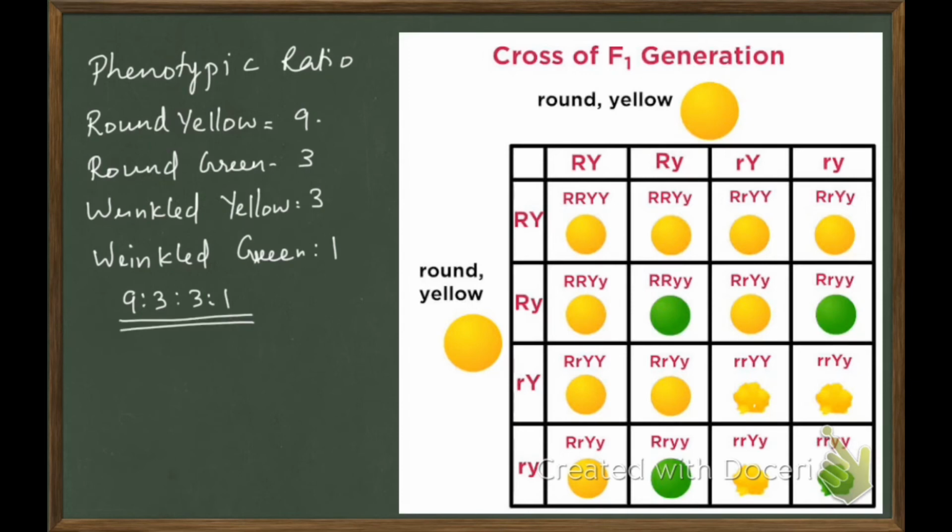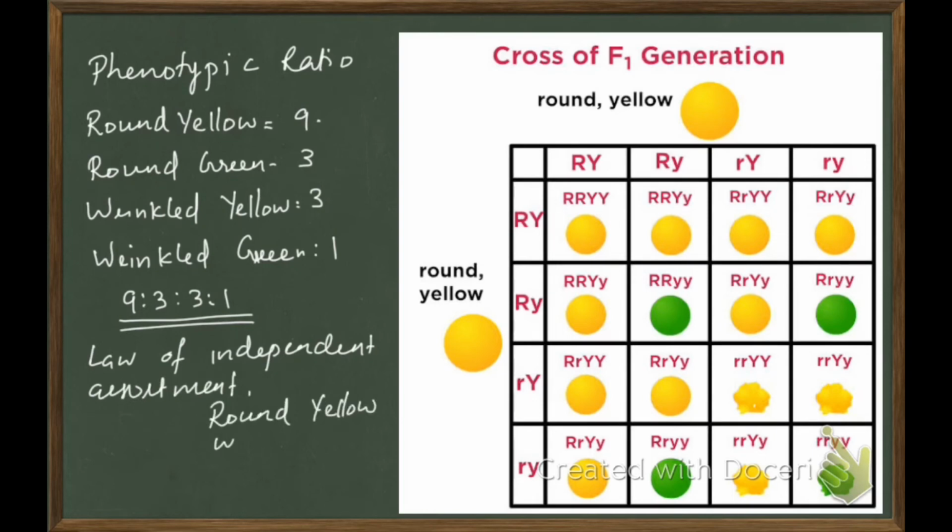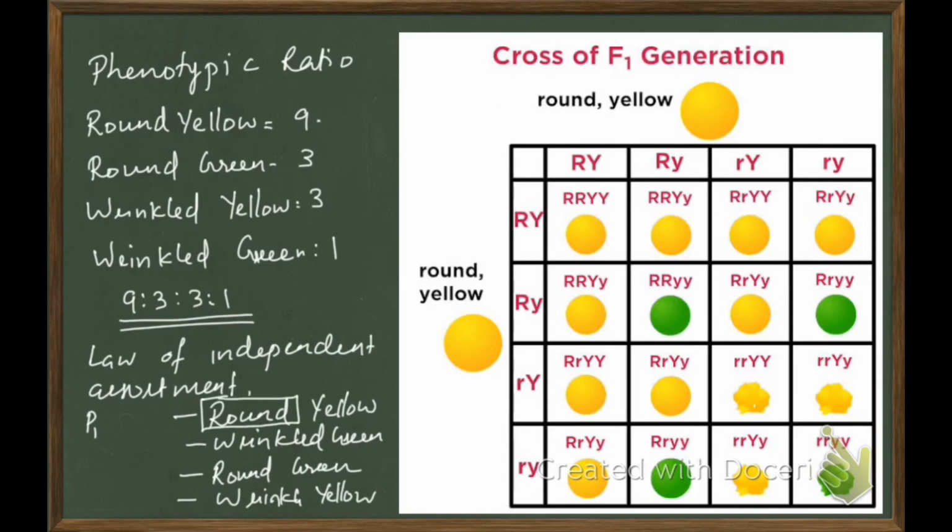Here we are going to discuss the next law, that is law of independent assortment. You see, in the parents the combination was round yellow and wrinkled green. These were the first parents that we have selected. When we go for the second generation, we are getting two more combinations, that is round green and wrinkled yellow. We are getting four different phenotypes. We can say the roundness character is seen along with yellow. The roundness is also seen with green. Same way, wrinkled along with green and wrinkled along with yellow.